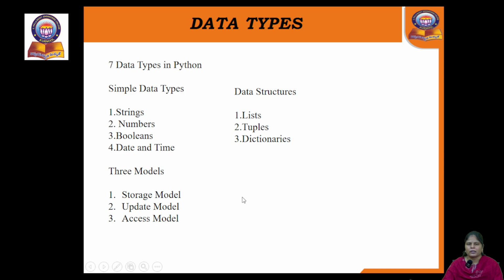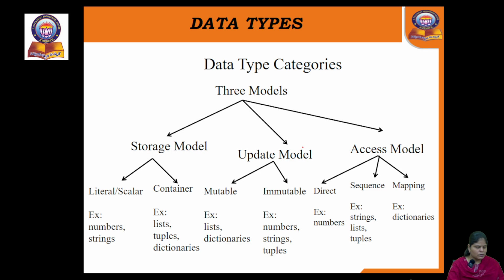These 7 data types are again divided into 3 models. Based upon the storage, we will mainly concentrate on how the data will be stored. In the update model, we'll check how the data will be updated. And in the access model, these 7 data types will be divided based upon the accessing. So we have the data type categories: 3 models, the storage model, update model and access model.